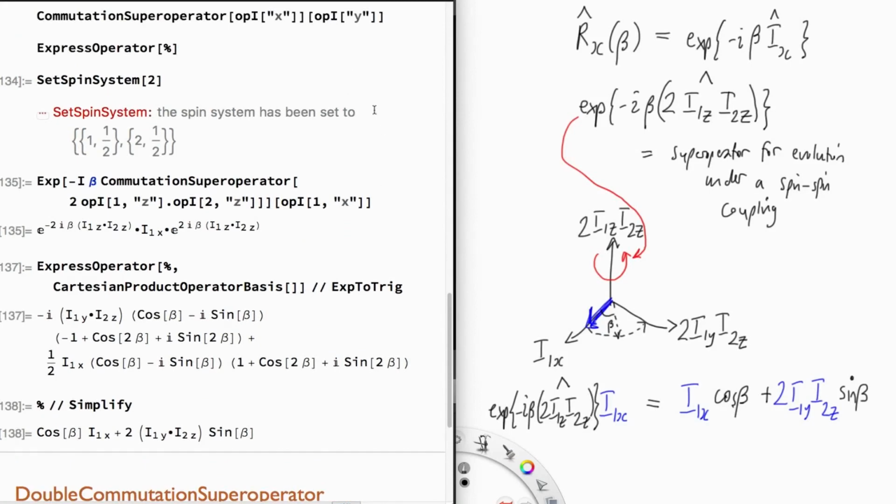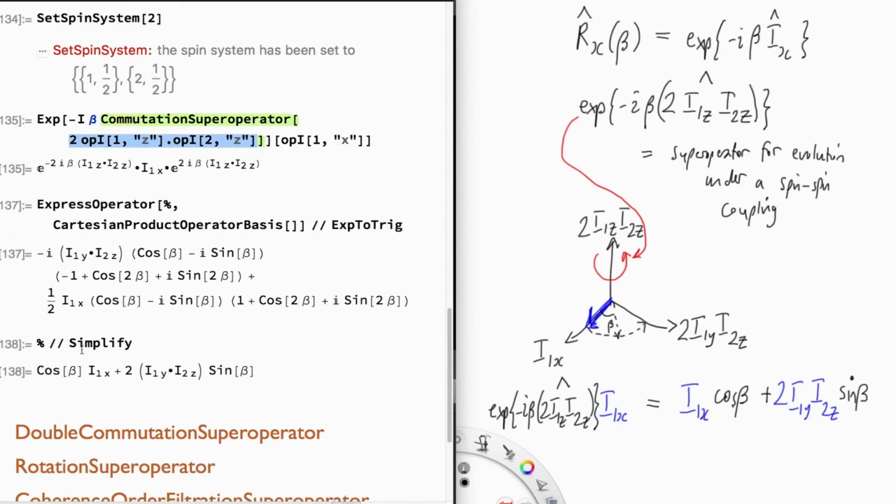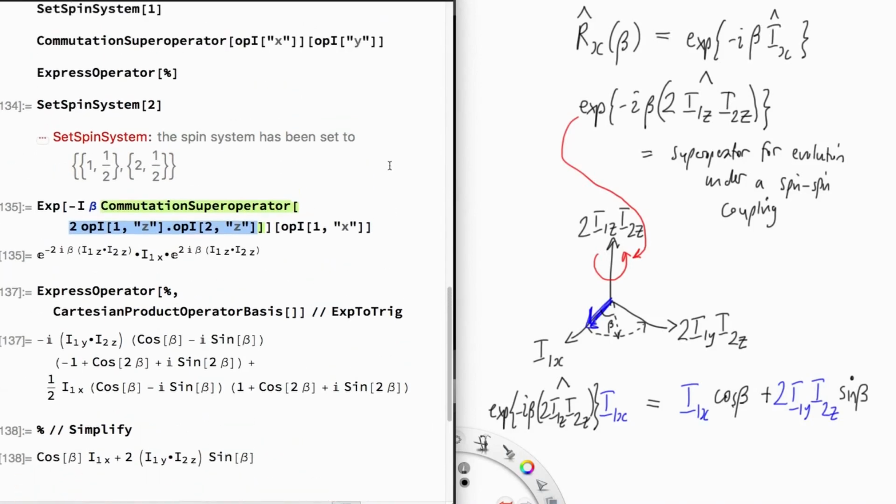So again, this was a more complicated example involving the commutation superoperator of a more complex operator, in this case a product of two angular momentum operators. But the result of the calculation has a simple geometric representation. And this type of picture is well used, of course, by liquid state NMR spectroscopists in figuring out how pulse sequences work. But it's all embedded in the mathematics of superoperators and commutation superoperators.